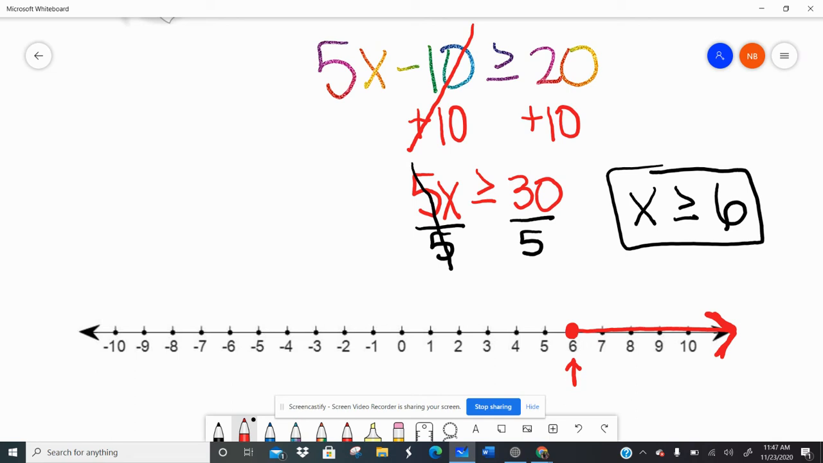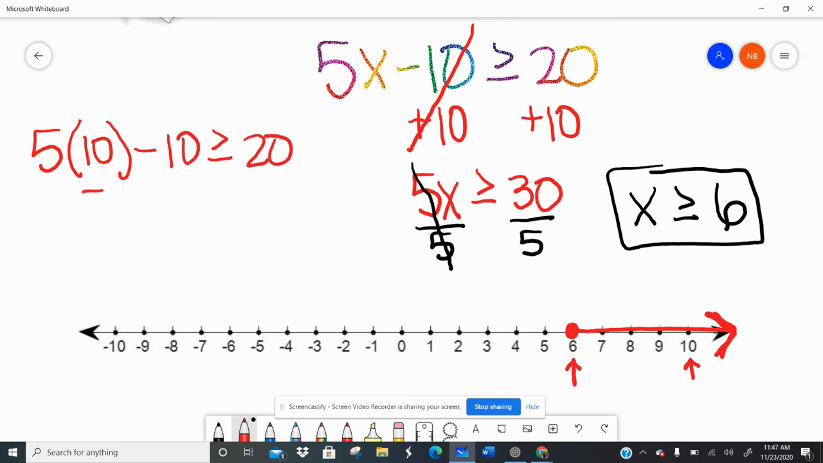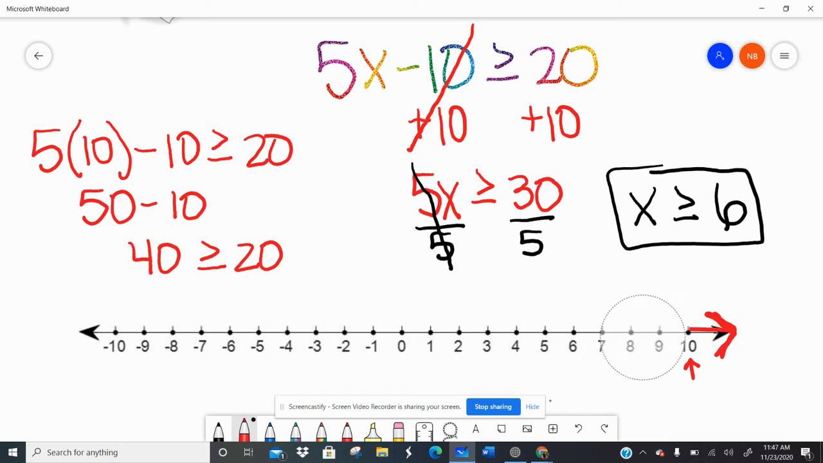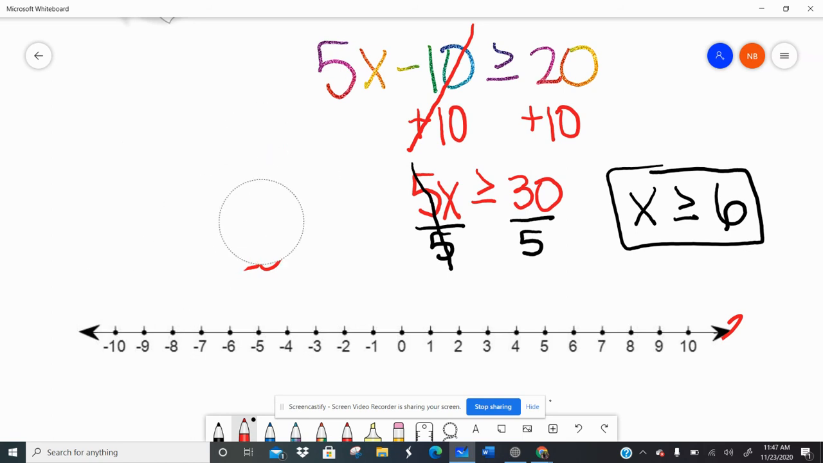And I could choose a number and plug in and check my work. Let's choose 10. 5 times 10 minus 10 is greater than or equal to 20. All right, 5 times 10 is 50. Minus 10 is 40. 40 is greater than or equal to 20. It's greater than 20. So, yep, my answer is correct. So sometimes it's nice to plug it in and check your work.